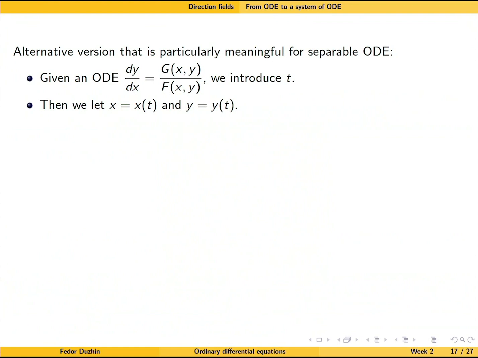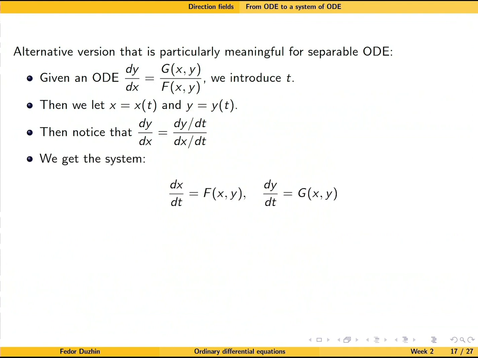And then notice that dy/dx is actually dy/dt divided by dx/dt. Again, it seems like we can just cancel dt, which is not true. It's not canceling dt. This is due to the chain rule for differentiation, but it works nevertheless. By doing this, from the original differential equation we can get this system of differential equations. Of course, such a system is not really easier than the original differential equation.